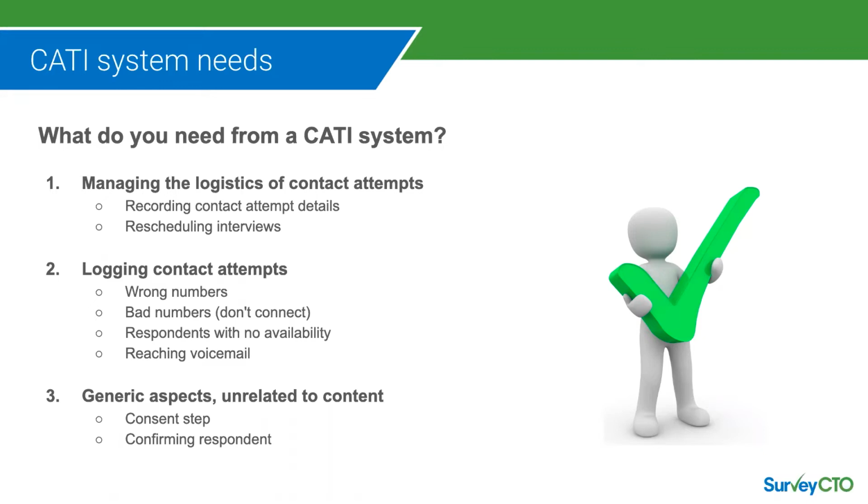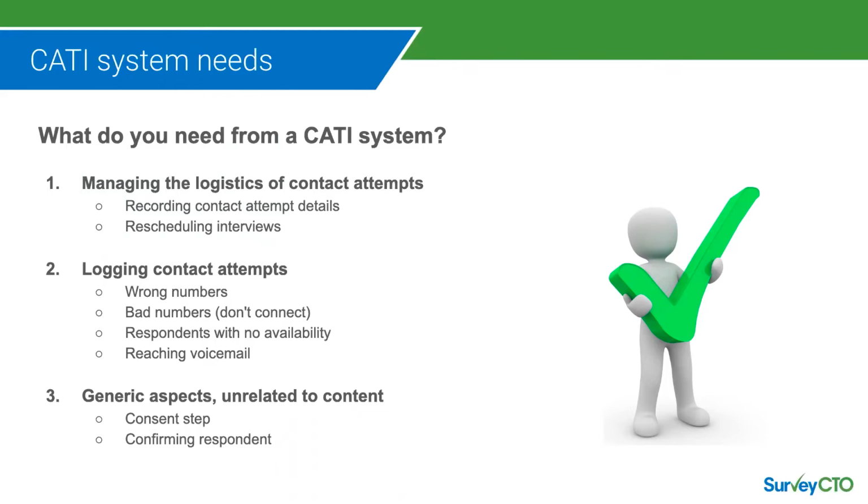Beyond the calls themselves, there are also some generic aspects of CATI systems that aren't particular to your project. All projects should have a consent statement or step in the form. All surveys should instruct phone interviewers to confirm that they're speaking to the right person. If the right person isn't available, you'll need to be able to make some sort of plan to call back, perhaps an appointment to speak with that person at a better time.